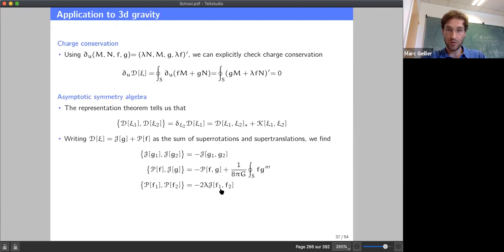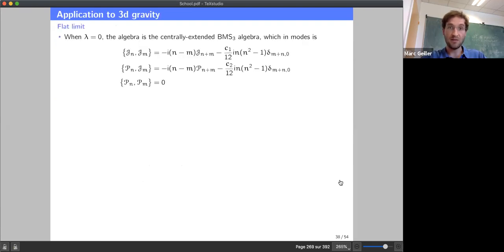This is the algebra which we obtained. And then we said that in the flat limit, this is something which maybe we recognize, or at least we have heard of because of all the recent work in the literature. This is called the BMS algebra, and this is the three-dimensional, so BMS3 algebra.